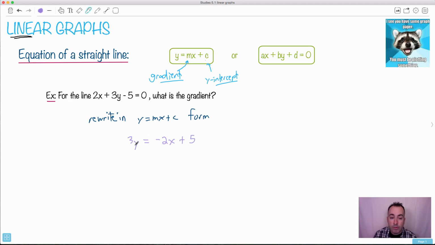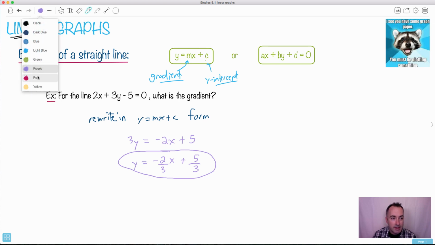Now I've got 3y equals minus 2x plus 5. It's close. But you notice you're not allowed to have anything in front of the y in this form. So what do I do to get rid of that 3? That 3 is multiplying the y, so to get rid of it, I divide by 3. So weirdly enough, that means I have to divide everything by 3, including the 5. So this is now my equation in y equals mx plus c form. Why is that helpful? Well, that's because now I can see the gradient directly. Look, anything, remember that rule there.